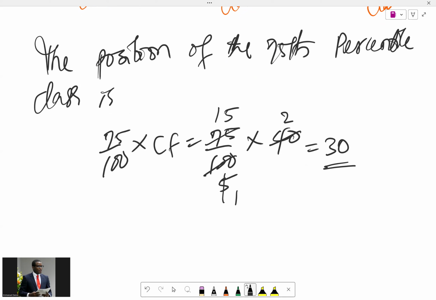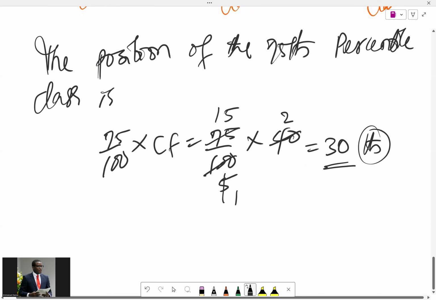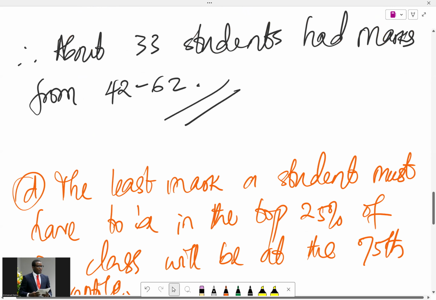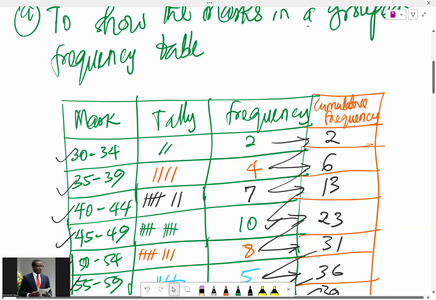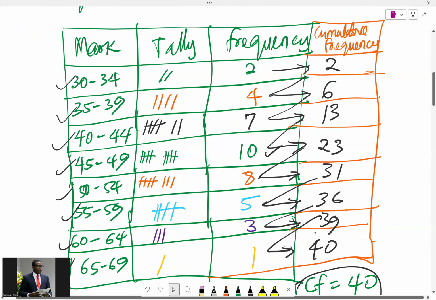Here, all right. So now the 30th is 30. We're talking about position, so you come to where you have the cumulative frequency of 30. That's clearly this one. 30 lies here. Everything up to here is 23, but here you now have 24, 25, 26, 27, 28, 29, 30. So 30 falls within this class.